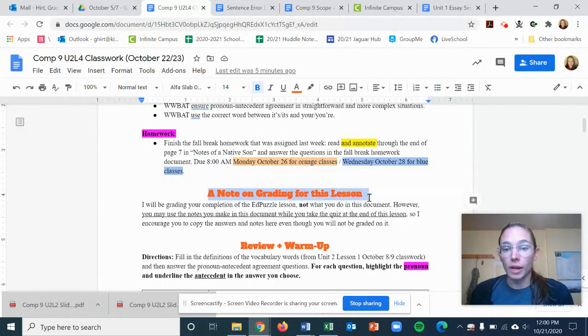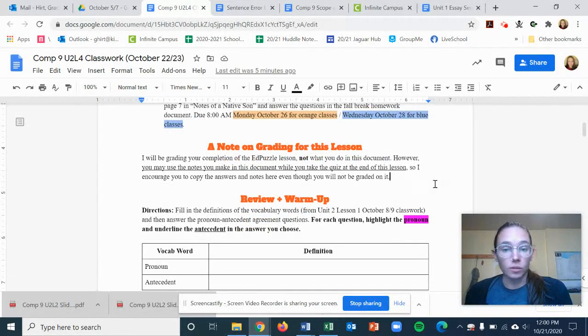One note on grading for this lesson. I'm going to be grading your completion of the Edpuzzle lesson, like this video and the questions in the video. I'm not going to be grading what you do in this document. However, you can use the notes you make in this document while you take the quiz at the end of this lesson. So as we go over these questions, I encourage you to copy the answers and the notes in this document, even though you're not going to be graded on it. This will be a useful tool for you for the quiz.